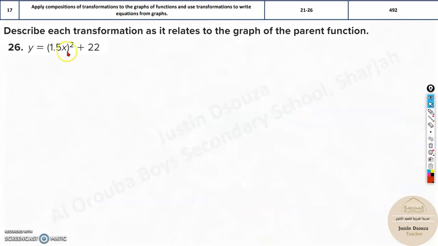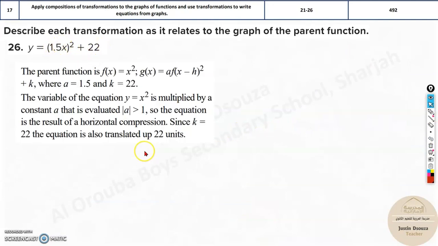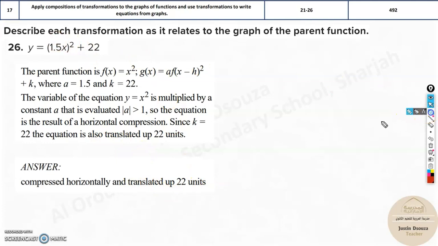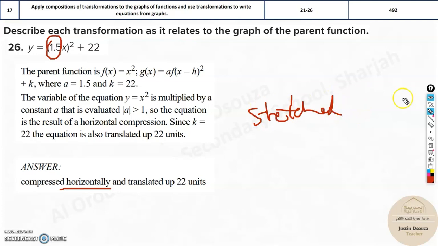Now here again we have greater than, see, it will be translated up by 22 units. It is okay. Now we are horizontal. I'll tell you one thing. This is stretched because it is more than one, it is stretched. Okay, it is stretched horizontally.